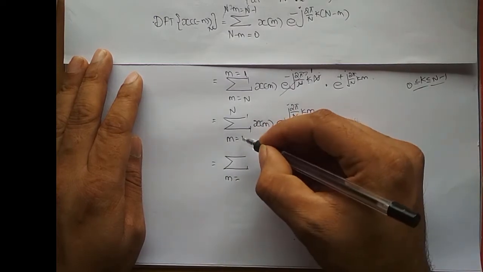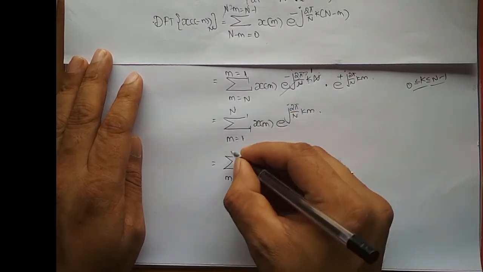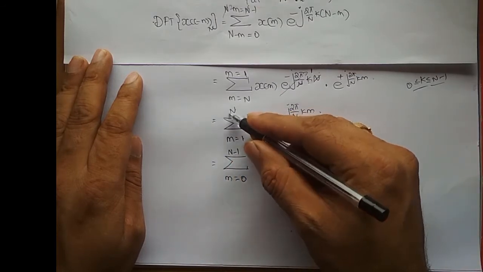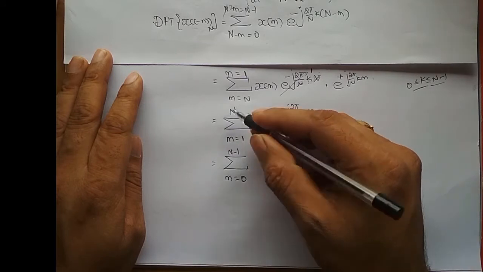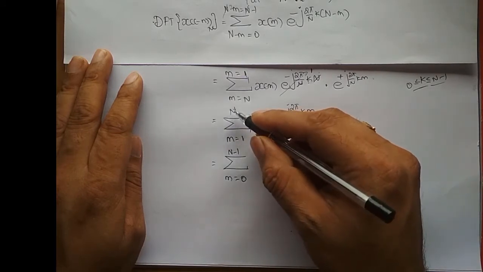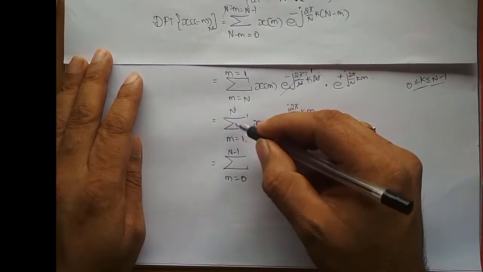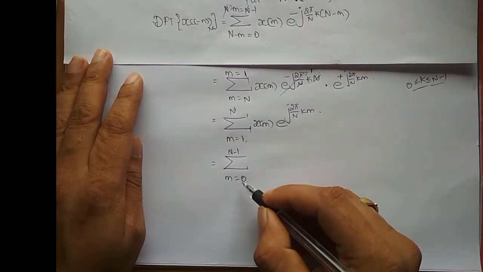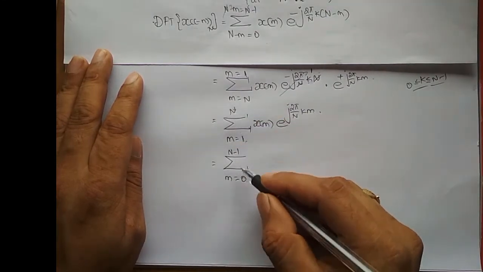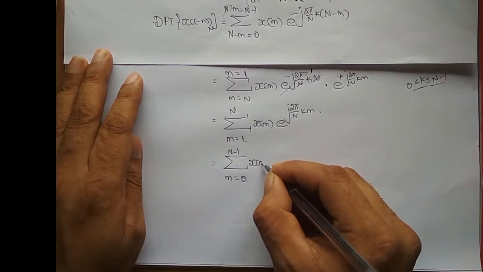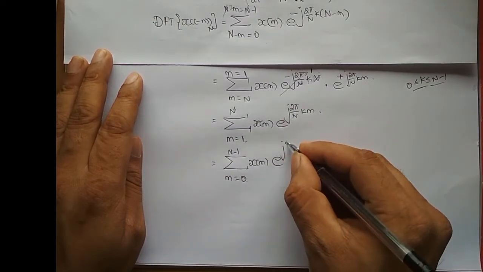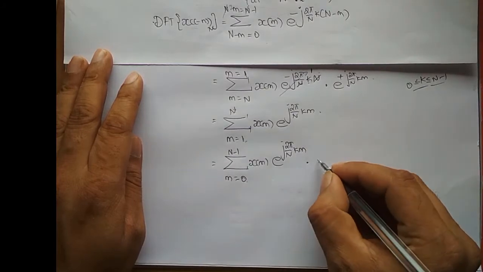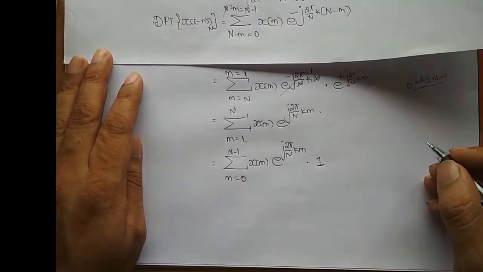So instead of writing 1 to n, I will write it as 0 to n minus 1. Anyhow, I will end up with totally capital N number of samples, right? The number of samples that I have from 1 to n is equal to the number of samples that I will have from 0 to n minus 1. So I can write it like this: x of m into e power j 2 pi by n into k into m. So into, I'll put one more term, 1.